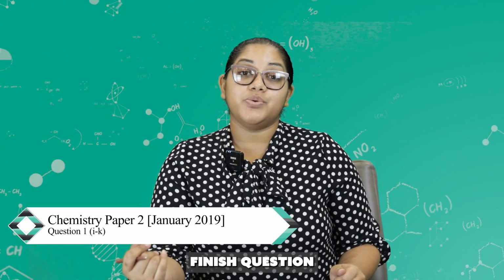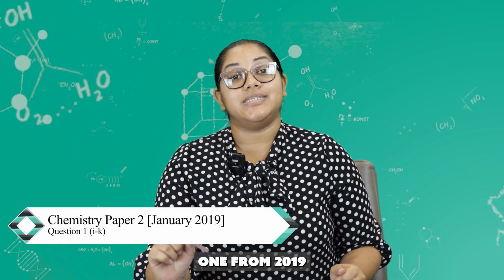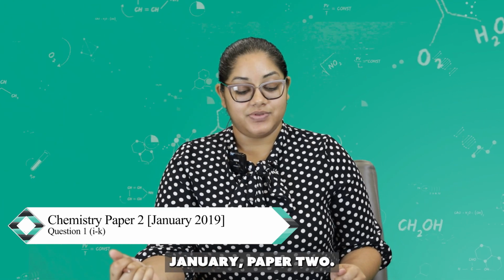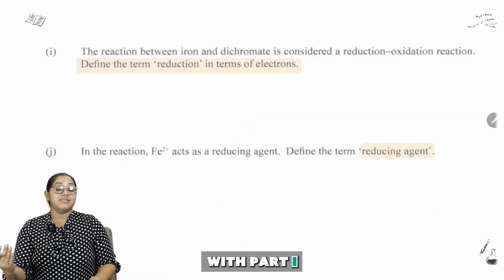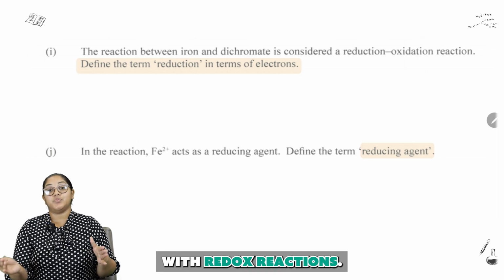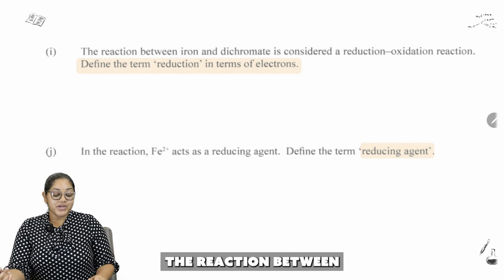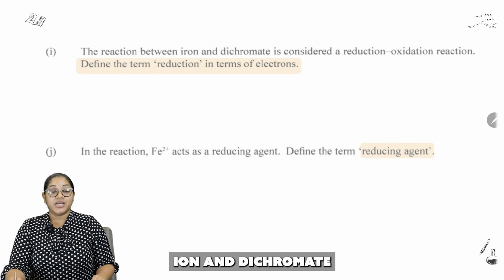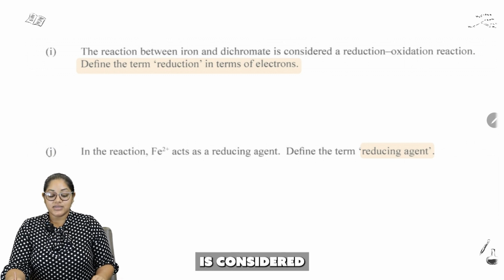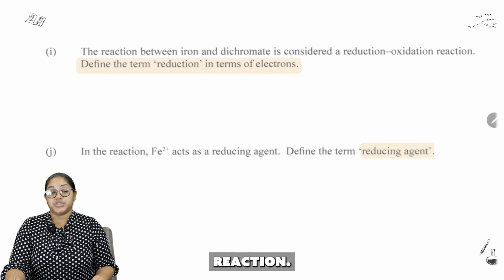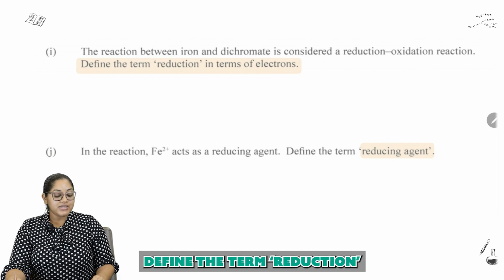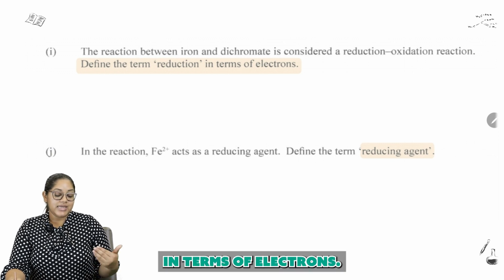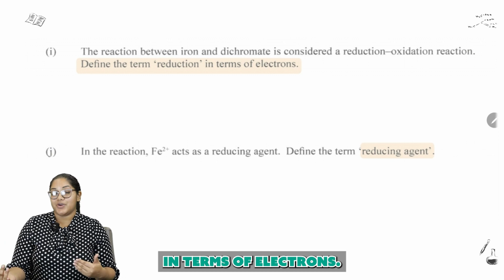We are going to finish question 1 from 2019 January paper 2. So we are continuing with part I. This part of the question deals with redox reactions. The reaction between iron and dichromate is considered a reduction oxidation reaction. Define the term reduction in terms of electrons.